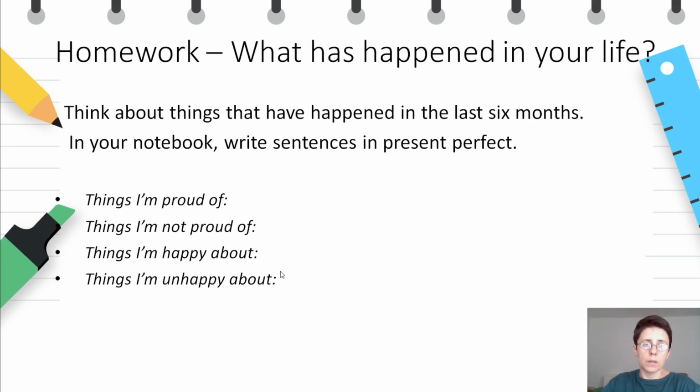Here is your homework. Think about things that have happened in the last 6 months. In your notebook, write sentences in present perfect. You can write about things I'm proud of, things I'm not proud of, things I'm happy about, things I'm unhappy about. Remember, once you're done with your homework, send it to your teacher.